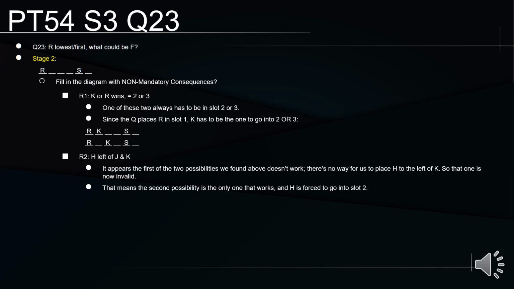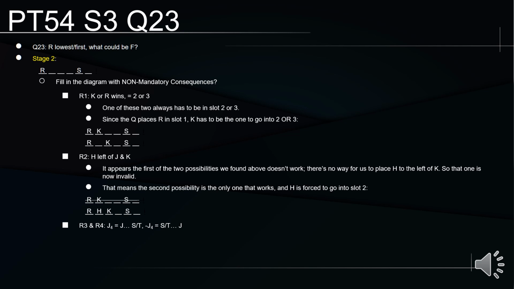That means that the second possibility, the one below it, R is first, there's a blank in second, and then K is third, that one is the only one that works, and H is in fact forced to go into slot 2, into that one. So again, we got rid of the top one because that's invalid. There's no way to satisfy Rule 1 and Rule 2 with that diagram. However, the second one, we have to throw H into slot 2, but that at least mercifully does help us satisfy Rule number 2. Alright, so now we have this RHK blank S blank situation. Moving now into Rules 3 and 4.